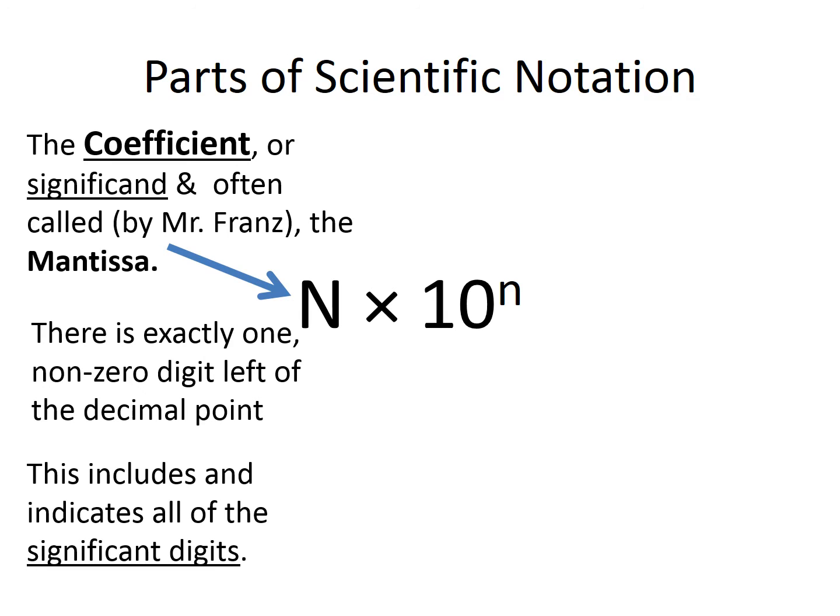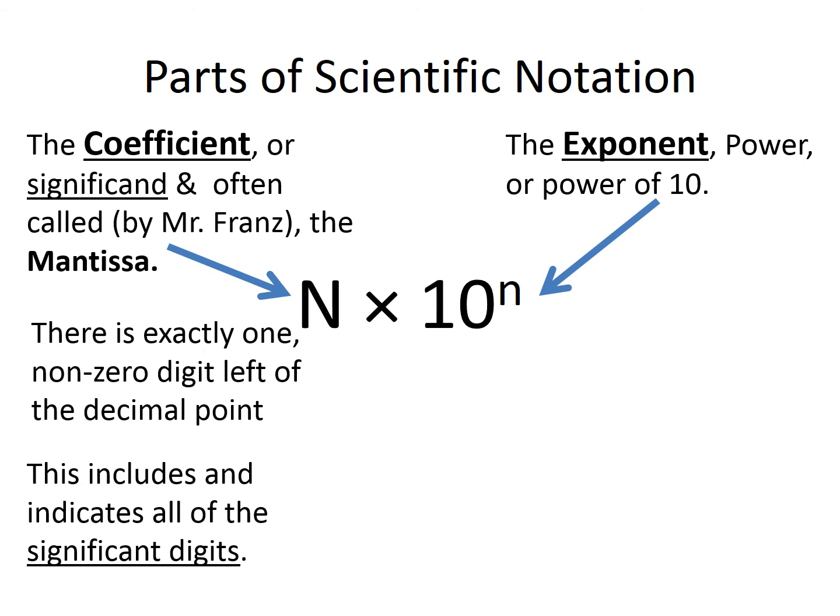So if the number has one significant digit, there's one number. And then if there's two or more significant digits, there's one number, a decimal point, and the other significant figures follow the decimal point. The second part is called the exponent. It's often called the power, or the power of 10 as well.